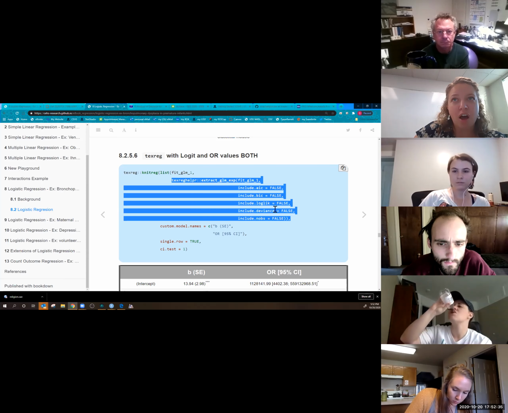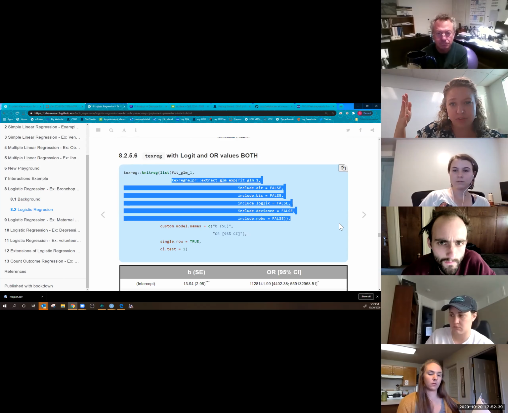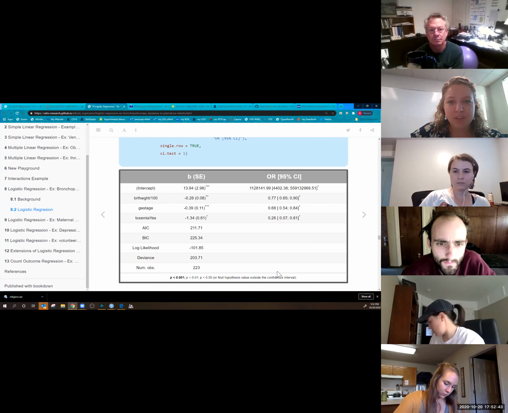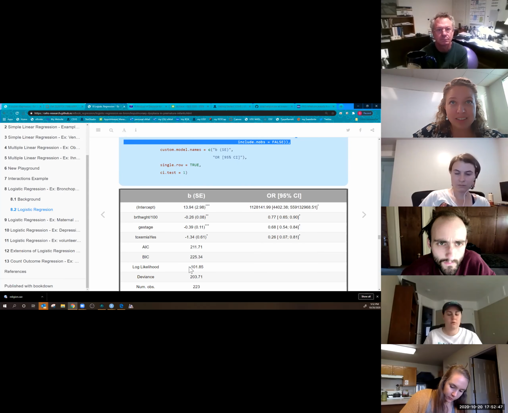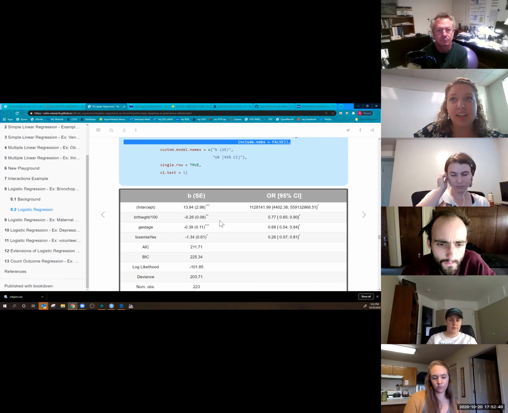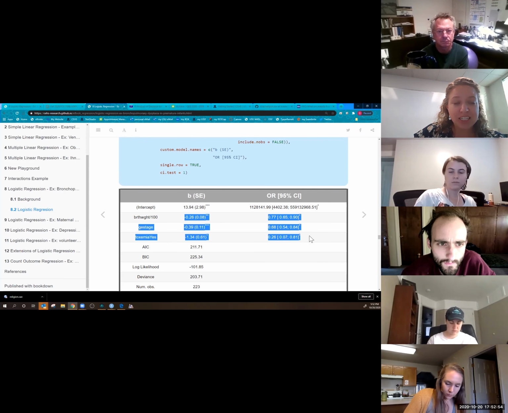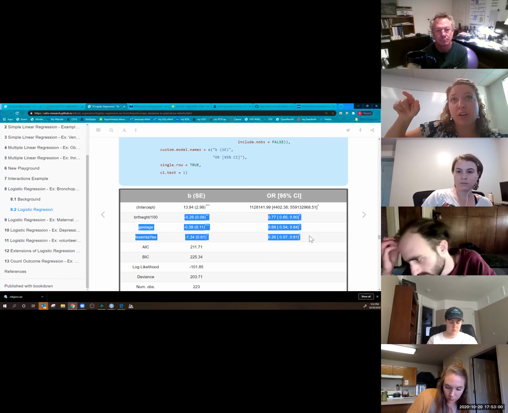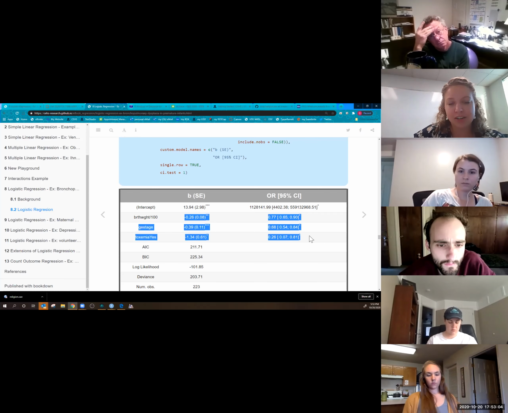I've also turned off all these AIC, BIC, log likelihood, deviance, and number of observations, because if you don't, it repeats them over here. So this table has both the betas and the standard errors in their logit scale, as well as the betas exponentiated to create odds ratios. With the odds ratio, we have the confidence intervals instead of a p-value or a standard error because it's not symmetric.